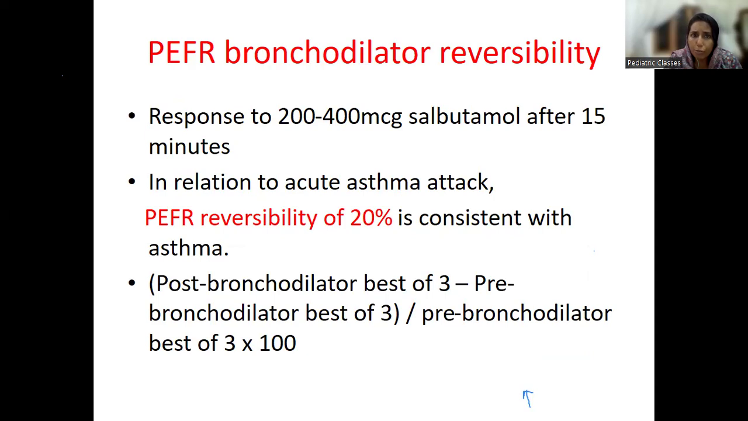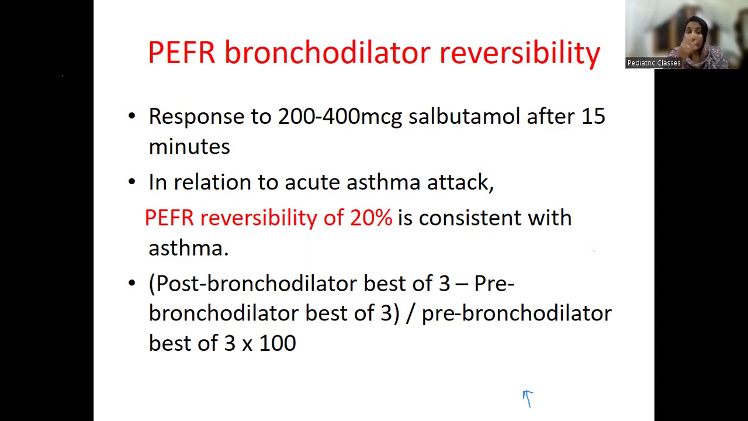In children, we use 200 micrograms, and in adults, we use 400 micrograms of salbutamol. After 15 minutes, we again repeat a PEFR to see whether the patient responds. If the PEFR reversibility is 20% in relation to an acute asthma attack, it is taken as significant. So how do you calculate it? It is calculated as the post-bronchodilator best of the 3 minus the pre-bronchodilator best of the 3, divided by the pre-bronchodilator best of the 3 value.